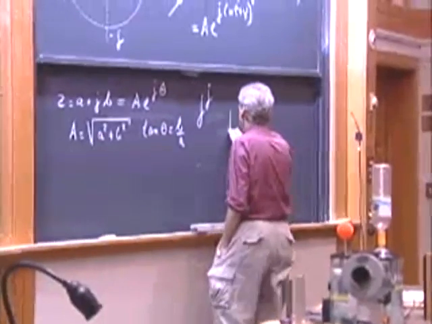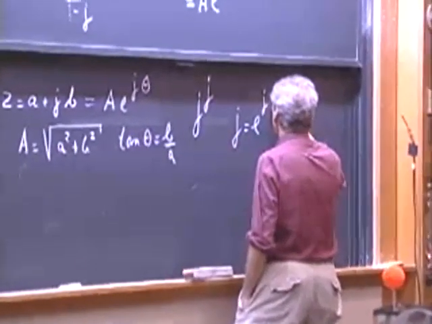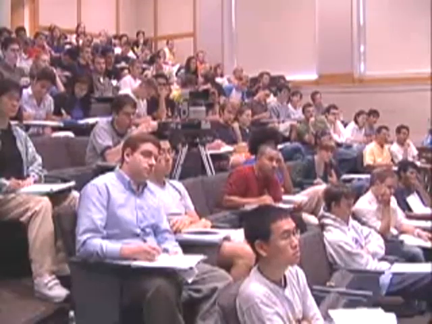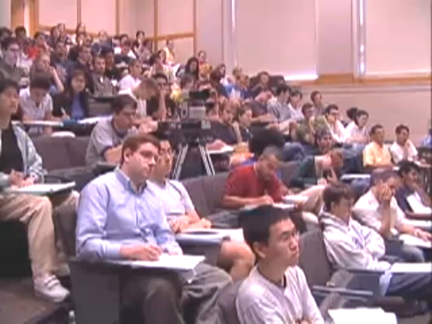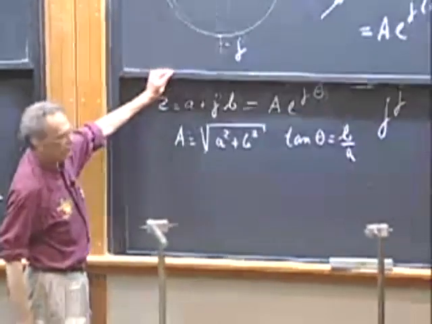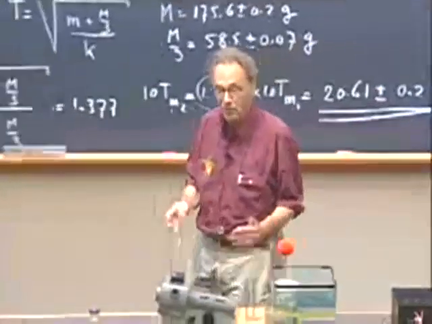I can also write j as e to the power j times pi over 2. Do you agree? Because it simply means that the angle theta is pi over 2. It's here, so I end up here. So that's j. I'm not saying it is a very nice way of expressing j, but it is j.